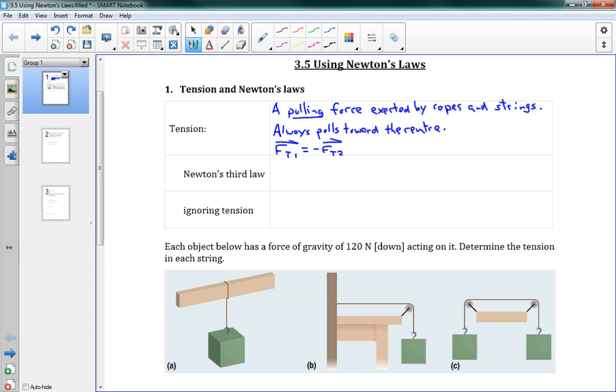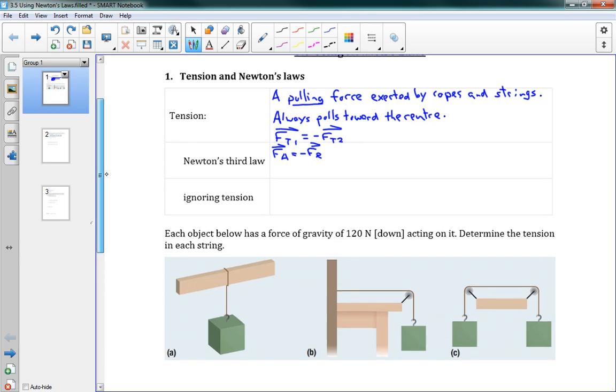And I say negative just because if you're looking at one end, it's pulling to the left, and if you're looking at the other end, it's pulling to the right. They're pulling in opposite directions, but with the same magnitude. That might look a bit like Newton's third law, and that's because it is. It's the same. It's the action force and the reaction force. It's the same idea, and so it really just means that throughout the whole rope, all the forces are balanced.